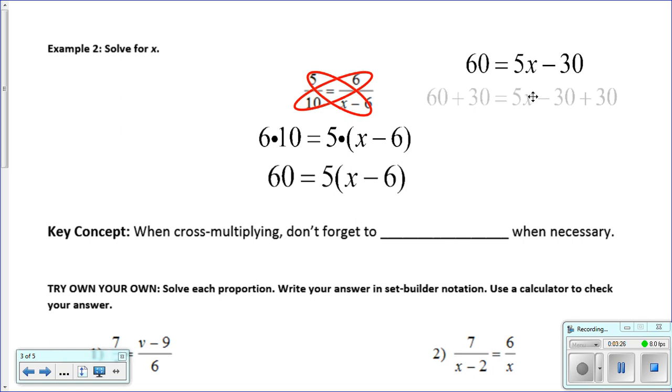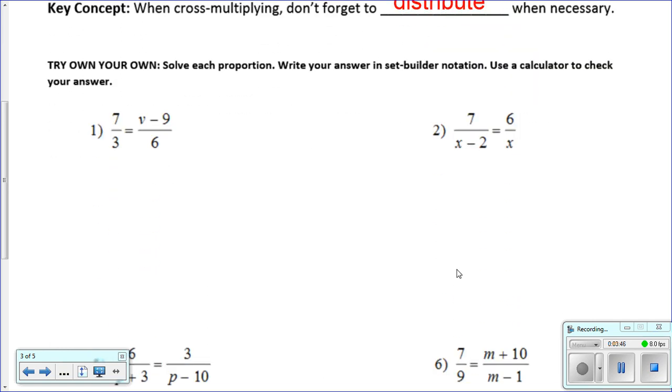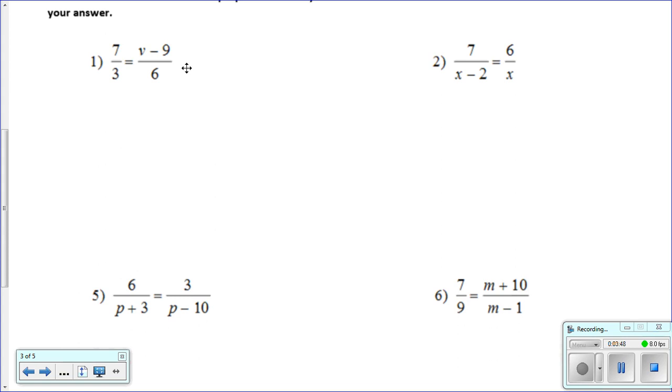Now it's just 2 steps, so I add 30 to both sides. I get 5x equals 90, divide by 5. So I end up getting x equals 18, which is my answer. So the key concept when cross multiplying, don't forget to distribute when necessary. Okay, so now these 4, yep, there's 4, again, just ignore the 5 and the 6.